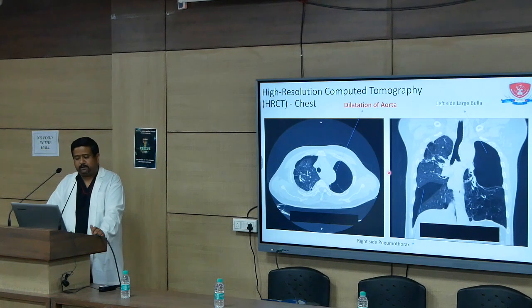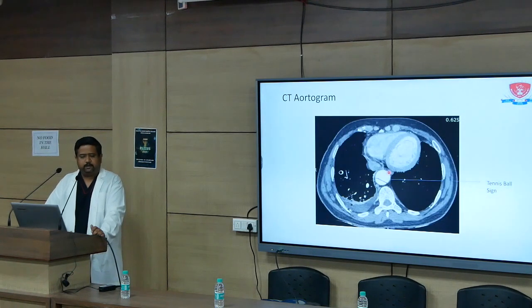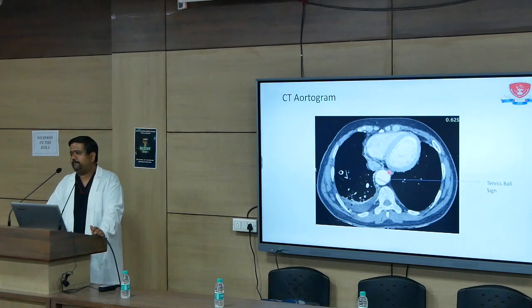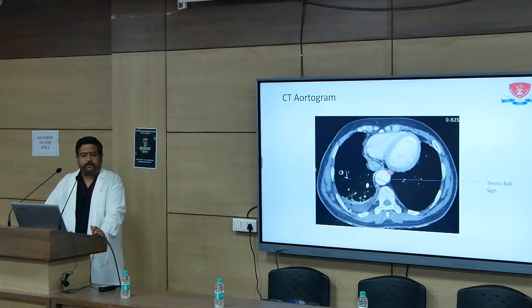The HRCT which was done reported dilatation of the aorta, for which a CT angiogram of the aorta was done, which showed the tennis ball sign. Can anyone tell what this sign signifies? This is a sign of aortic dissection.